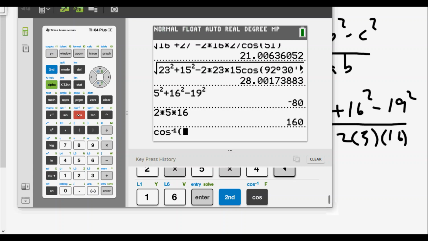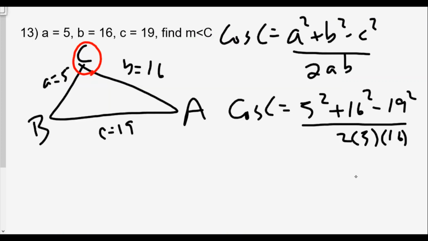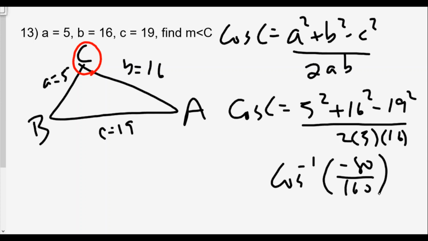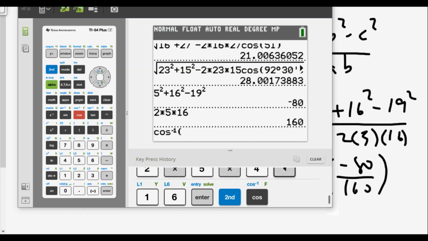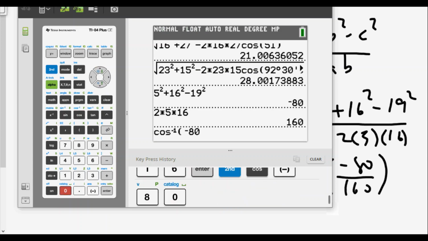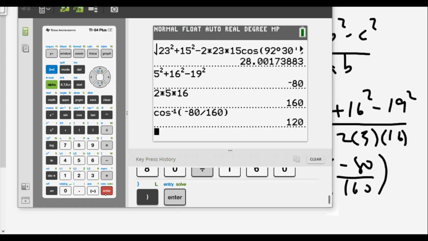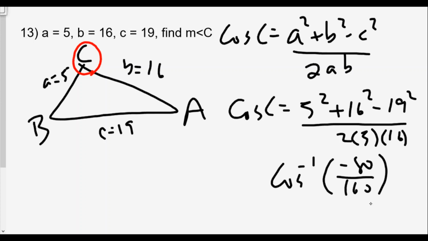So what we're going to do is find, in this case, second cosine, cosine negative 1. So here we really get cosine negative 1 of negative 80 over 160. And so we'll type into our calculator: negative 80, and it's important to put the negative in there, divide by 160. And we get 120 degrees.